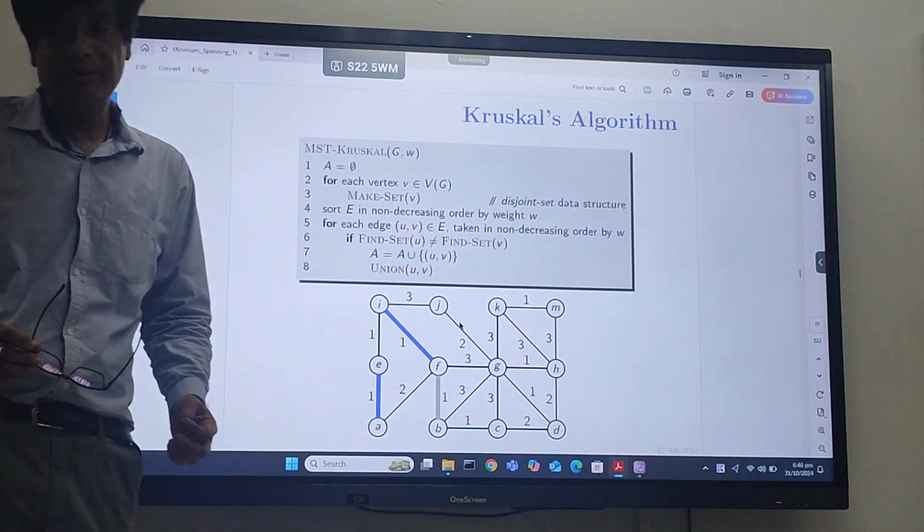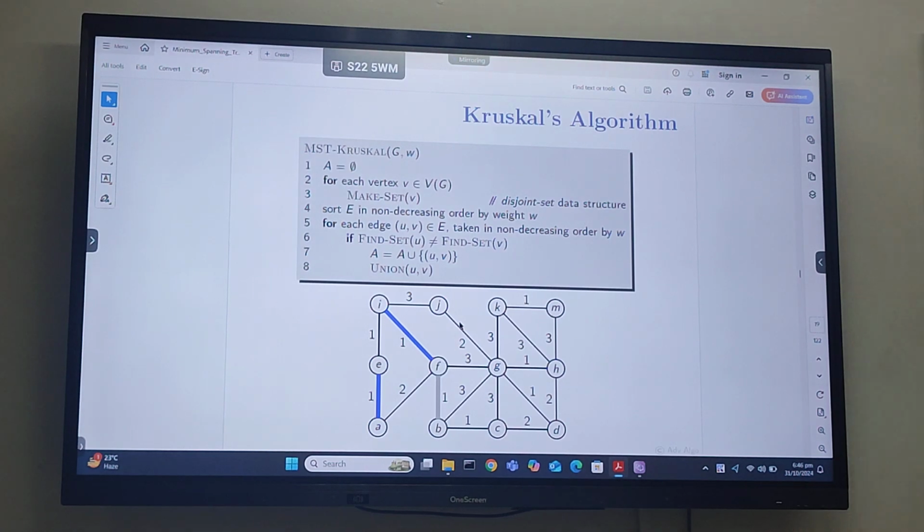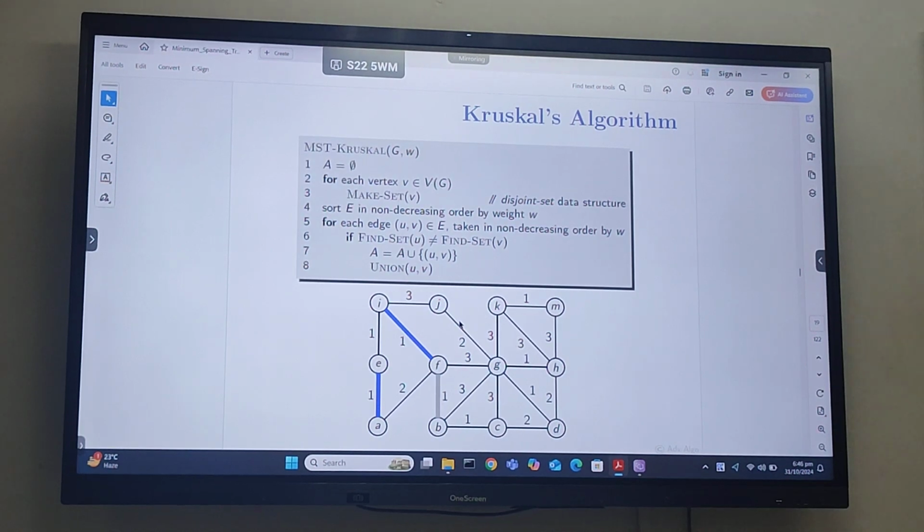So it's important to understand not just the working of Kruskal's algorithm, but also how it corresponds to the theorem. It's actually an algorithm that's following the theorem. So we'll go through it a bit quickly here. So this is included, and this is also included. This is also included. This is also included.